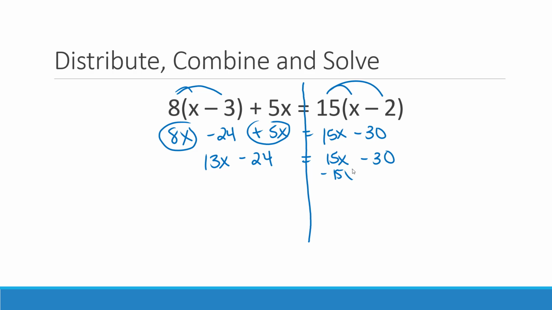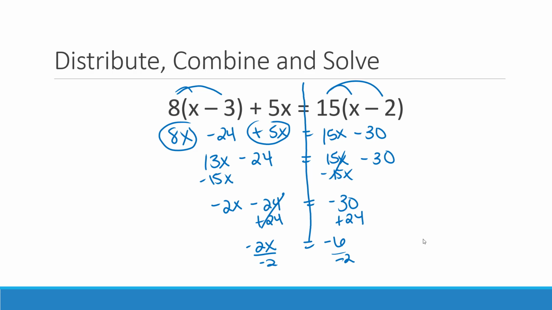I'm going to move my variable to the left by subtracting 15x on both sides. So this is negative 2x minus 24 is equal to negative 30. I'm going to add the 24 to get rid of the number, move it to the right-hand side. So I get negative 2x is equal to negative 30 plus 24, which is negative 6. I'm going to divide by negative 2, and I get x is equal to positive 3.